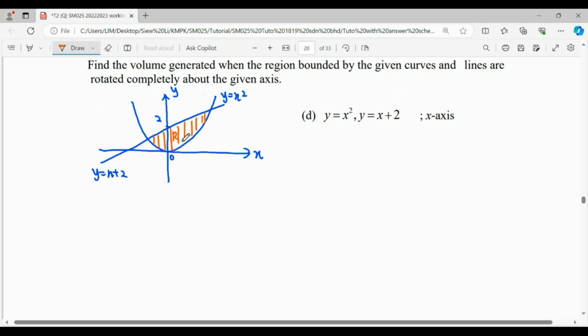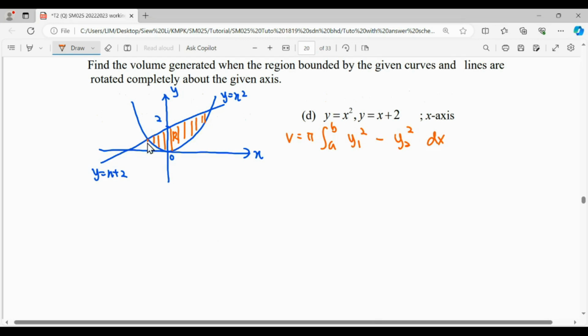So we have a two-curve concept here. As you can see, this region is enclosed by two curves and it doesn't attach fully to the x-axis. So for the two-curve concept, the volume formula will be y1 squared minus y2 squared and integrate with respect to x. So y1 will be referring to the curve above and y2 will be referring to the curve below.